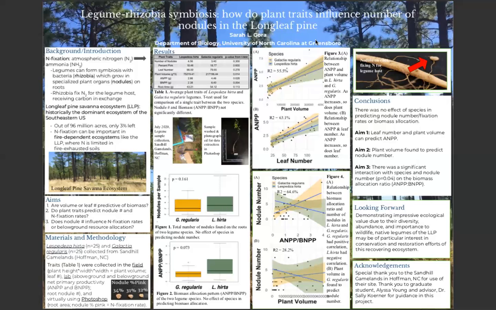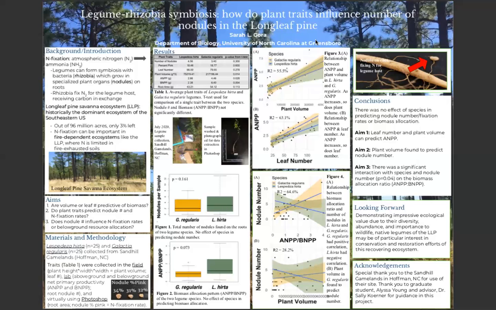So to conclude, there was no effective species in predicting the nodule number and fixation rates or biomass allocation. My finding for my first aim was that leaf number and plant volume can predict above ground net primary production. Finding for my second aim is that the plant volume was the only trait with enough support found to predict nodule number. To answer aim 3, there was a significant interaction with species in nodule number with my p-value of 0.04 on the biomass allocation ratio.